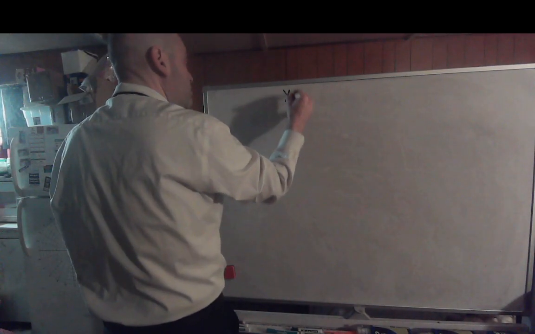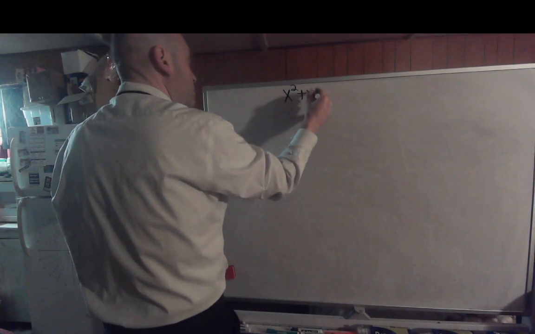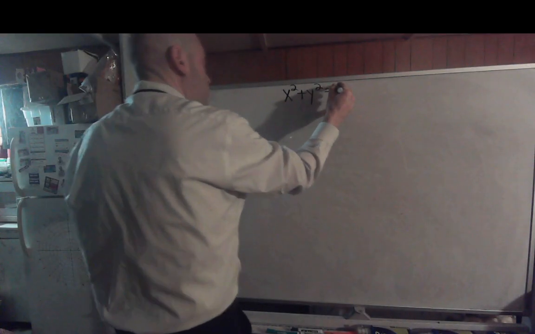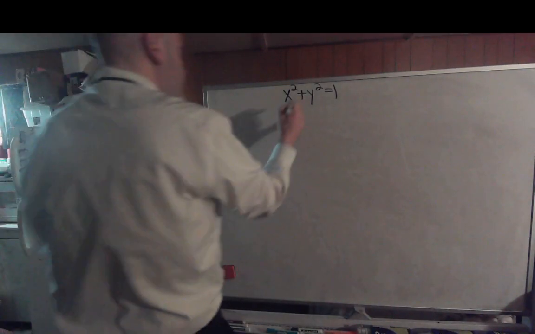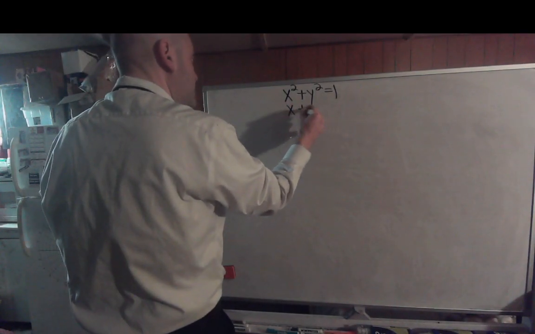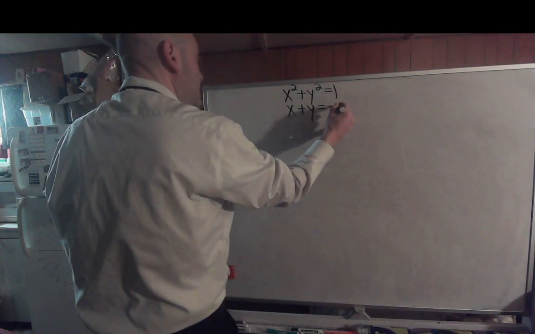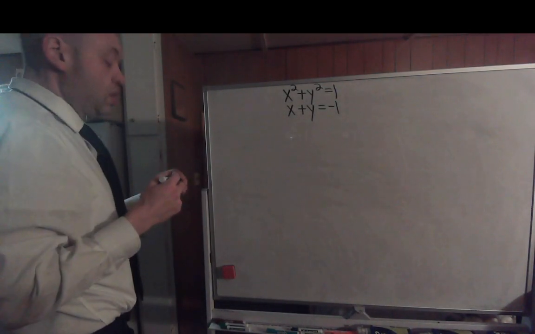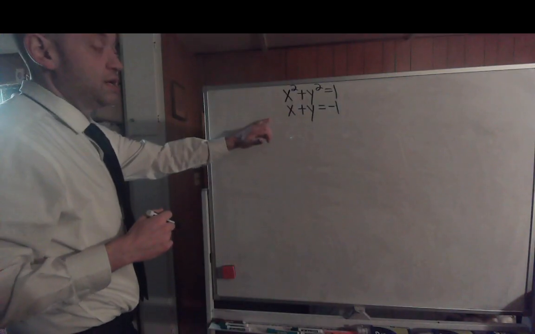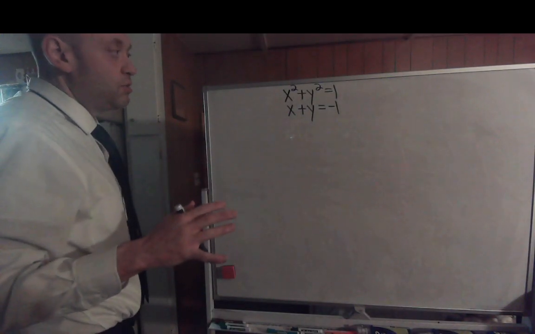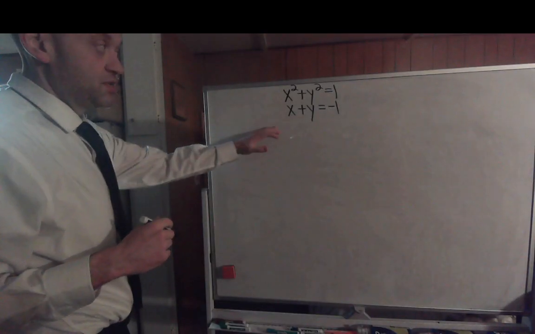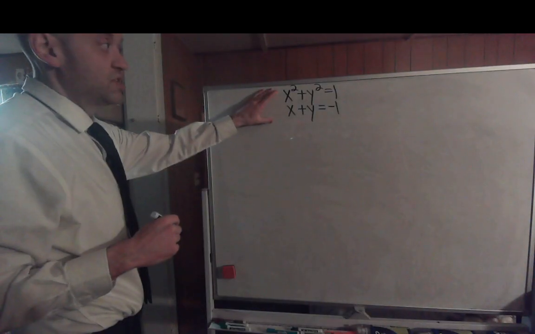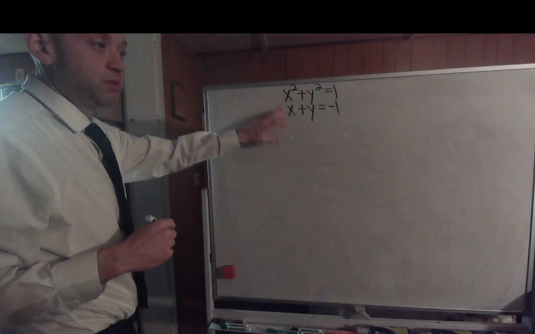Now, what if I do another circle? We have x squared plus y squared equals 1, and x plus y equals -1. So another circle and another line. But I'm honestly going to suggest we solve this by substitution, since one equation is completely quadratic and one's completely linear.